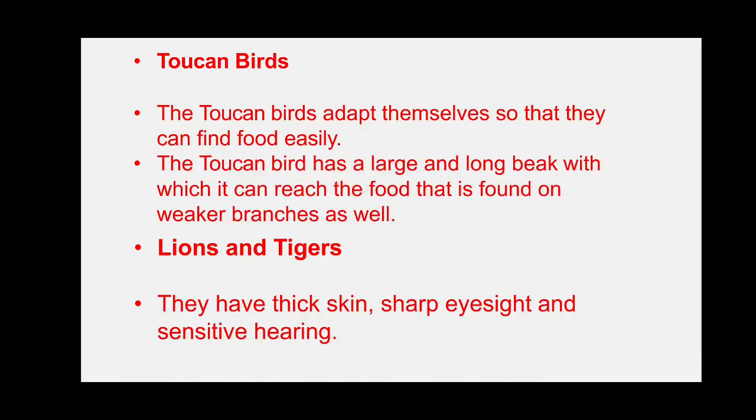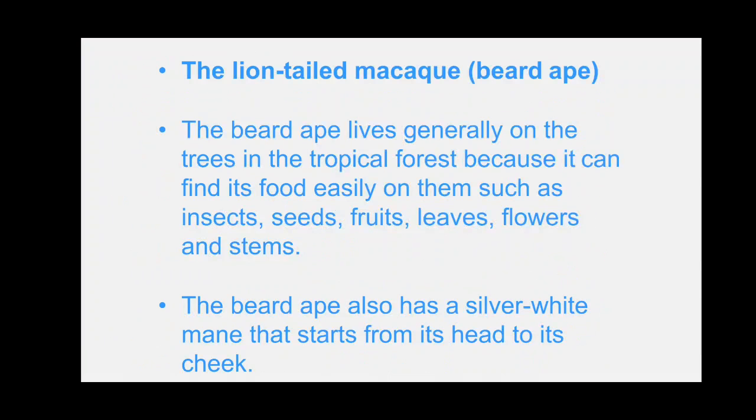Next, the toucan. The toucan birds adapt themselves so that they can find food easily. The toucan bird has a large and long beak with which it can reach the food that is found on the weaker branches as well. Lions and tigers, we are all familiar with these animals. They have a thick skin, sharp eyesight and sensitive hearing.